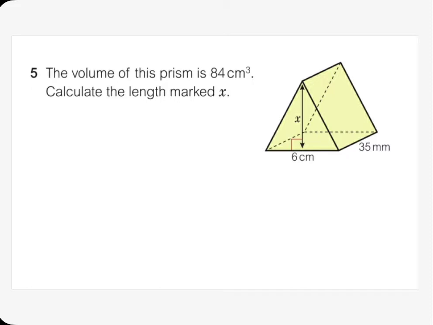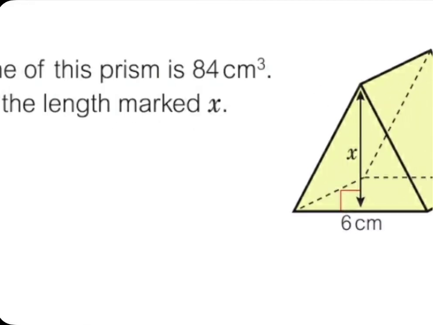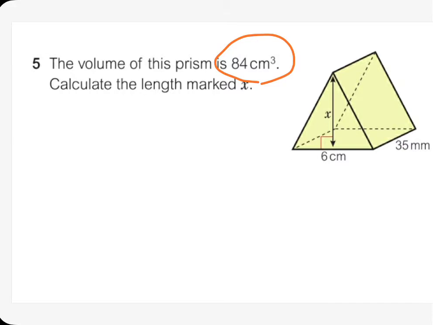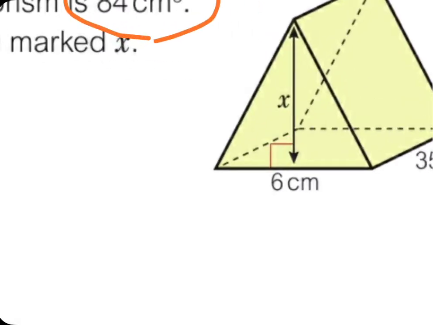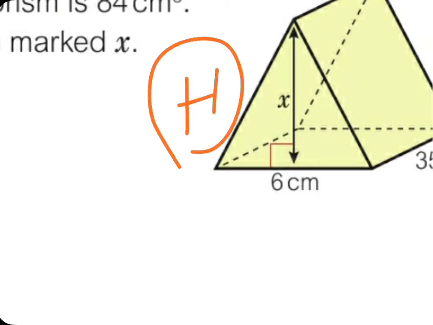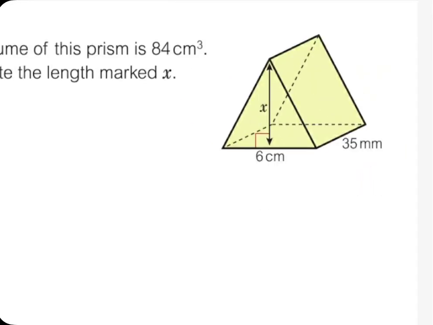Question 5. The volume of this prism is 84 centimeter cube. Calculate the length marked x. He needs the length of x. Now as we see here, what is x? Very good. It's the height of the triangle. Good job. Now, in this question, it's the opposite way.